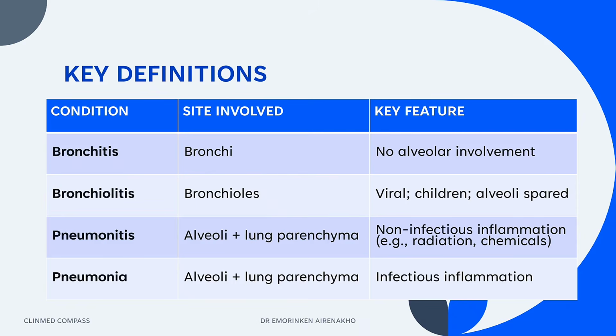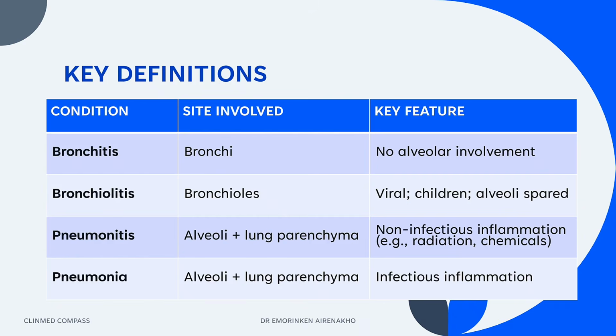Bronchitis. Bronchitis affects the bronchi, the larger airways, but spares the alveoli. No consolidation on X-ray. Bronchiolitis. Bronchiolitis involves the bronchioles. It's usually viral and common in young children. Again, the alveoli are spared.